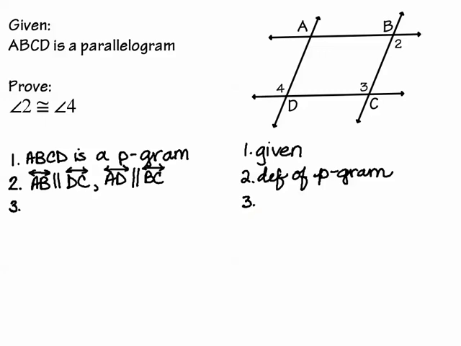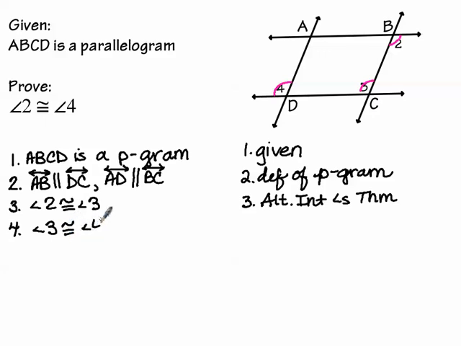First thing I notice, angle 2 and angle 3 are alternate interiors, which makes them congruent. So angle 2 is congruent to angle 3 by the alternate interior angles theorem. Likewise, looking at the diagram, I see a pair of corresponding angles, angle 3 and angle 4. And I know from the corresponding angles postulate that those must be congruent as well. So angle 3 is congruent to angle 4, corresponding angles postulate.